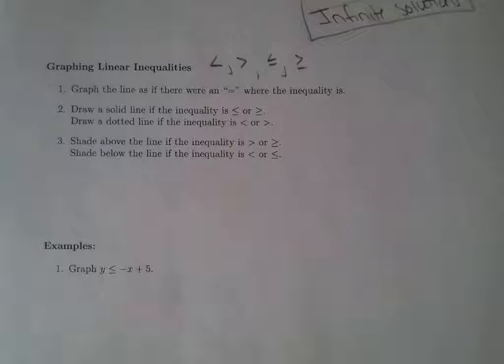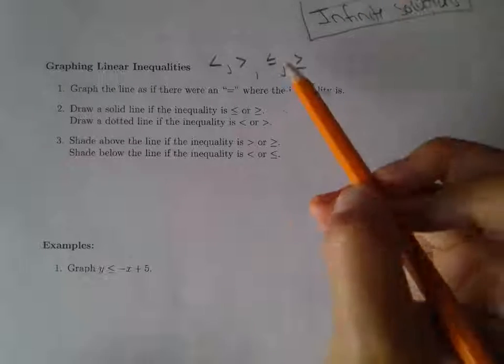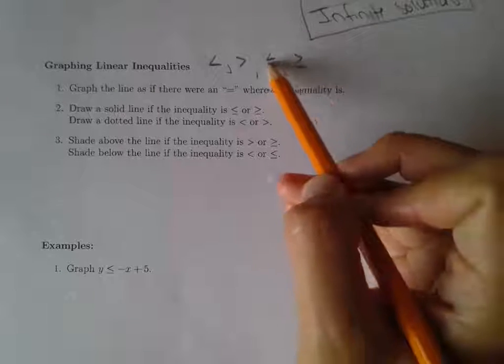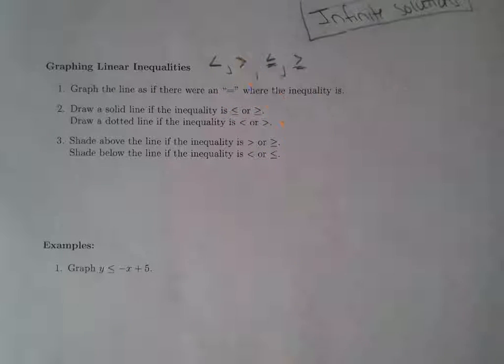Draw a solid line if the inequality is less than or equal to or greater than or equal to. Draw a dotted line if the inequality is less than or greater than. And then third, shade above the line if the inequality is greater than or equal to, and shade below if it's less than or equal to. So we use a solid line if it's an equal, and we use a dotted line if it's not. If it's greater than, we shade above. If it's less than, we shade below.